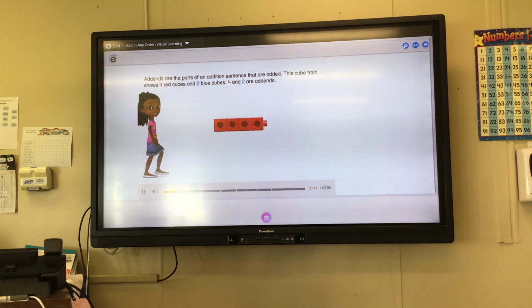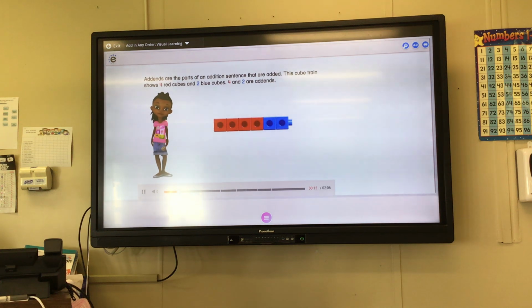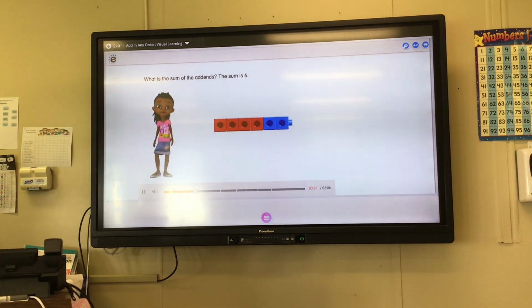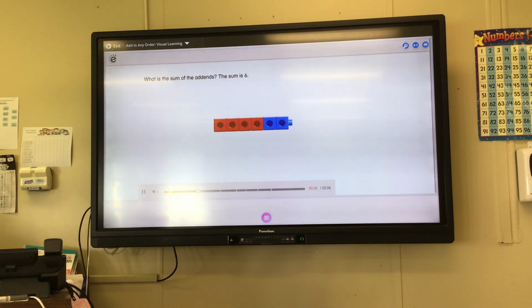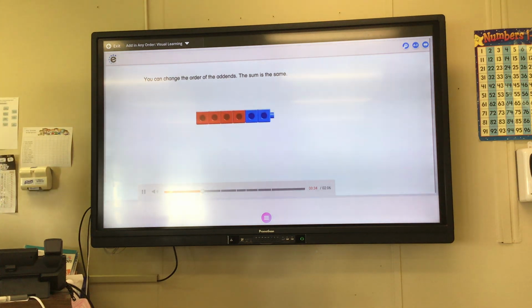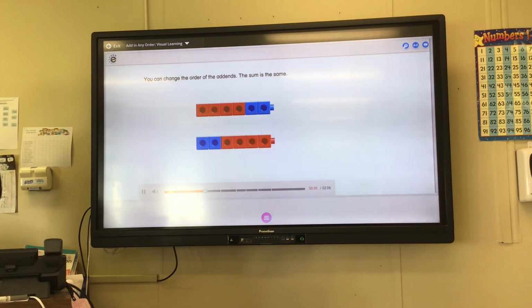Addends are the parts of an addition equation that are added. This cube train shows 4 red cubes and 2 blue cubes. 4 and 2 are addends. What is the sum of the addends? The sum is 6. You can change the order of the addends. The sum is the same.